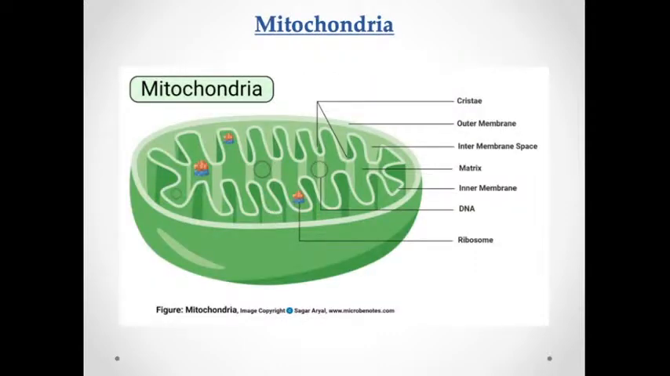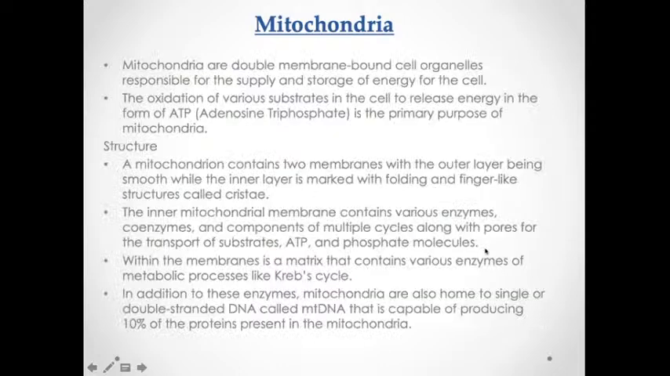Then comes your mitochondria. So here the mitochondria looks like it has cristae, outer membrane, inner membrane, matrix, inner membrane again. The DNA is present and the ribosomes. That's the basic structure of a mitochondria. So mitochondria are double membrane bound cell organelles responsible for the supply and storage of energy of the cell. That is, they are the ATP of the house.